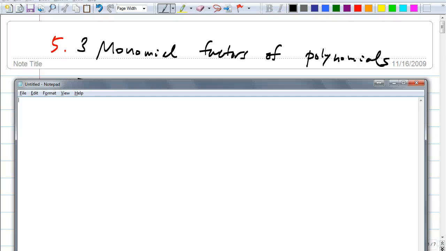Okay, so today we're going to talk about monomial factors of polynomials. Just looking at the topic, anybody have any guess as to what we're going to do? Any ideas? Yeah? No? Okay. Yeah, we're going to factor something. You're right. Very good.